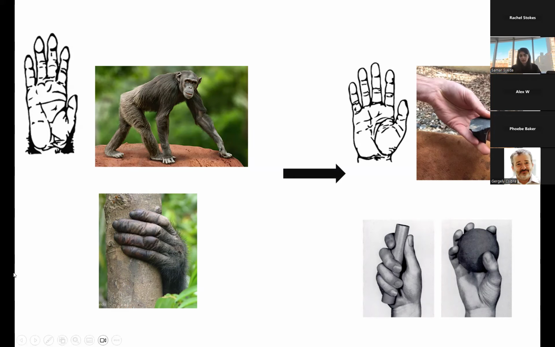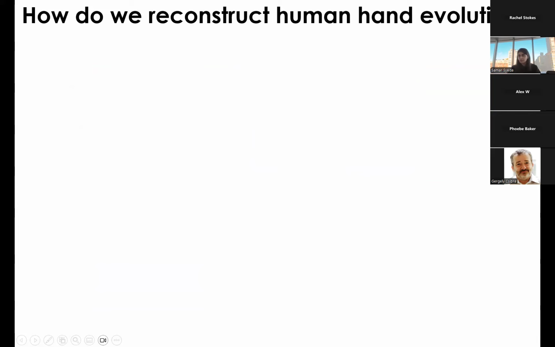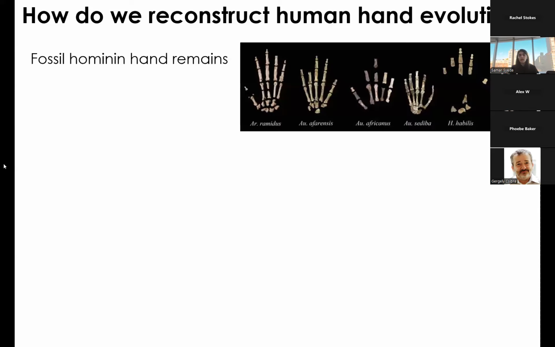So how do we actually reconstruct human hand evolution? How do we know what the transitionary steps were between a hand that was primarily used for locomotion to one that is now mainly used for manipulation? As you can probably guess, we do that by studying fossil hominin hand remains. In this diagram here, you can see a couple of the key species from which we have an abundant amount of hand remains, because a lot of them end up being quite fragmentary. And some of these species I'll be speaking about later.